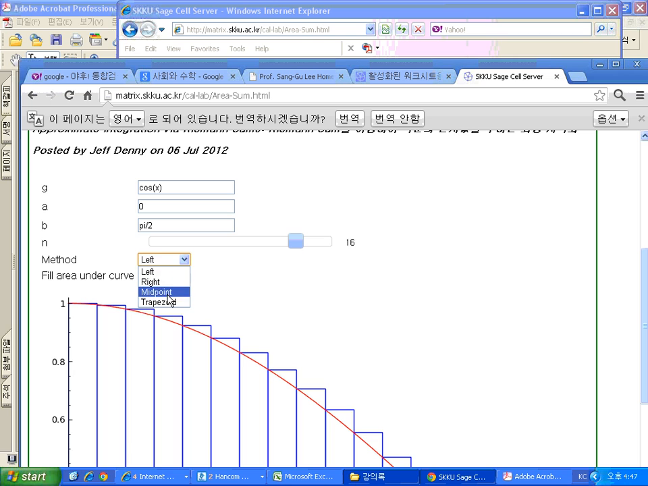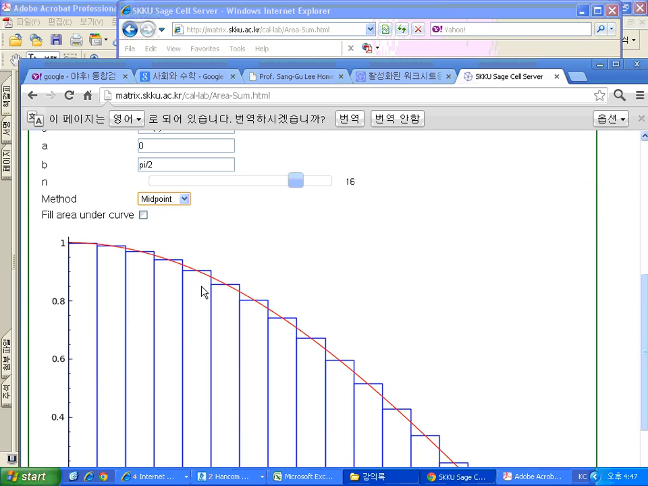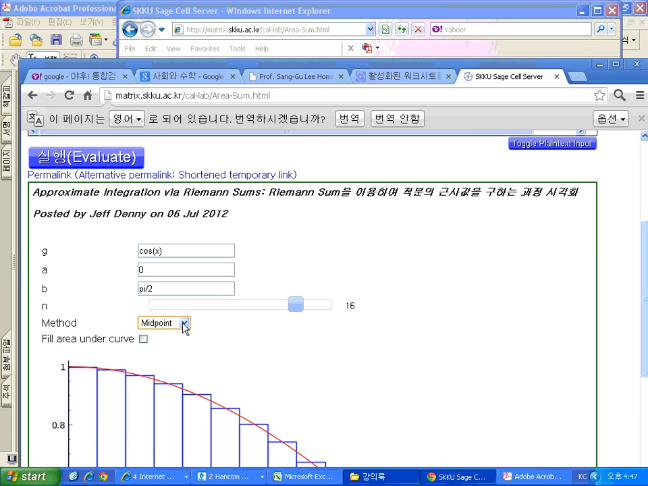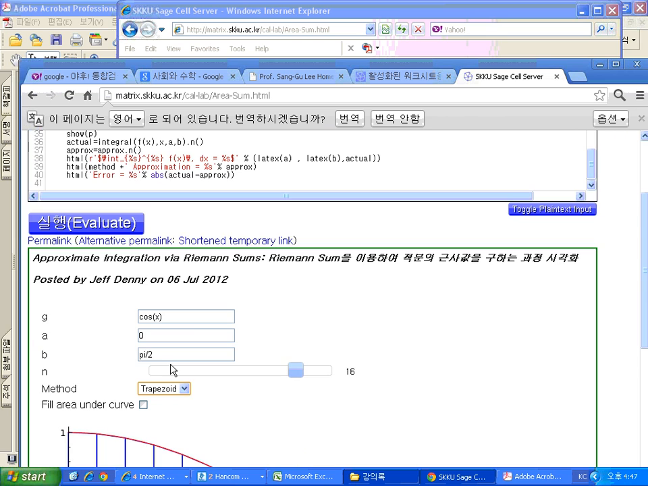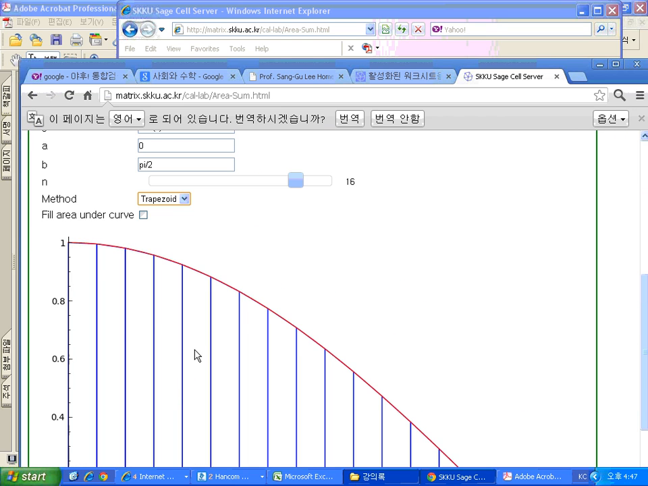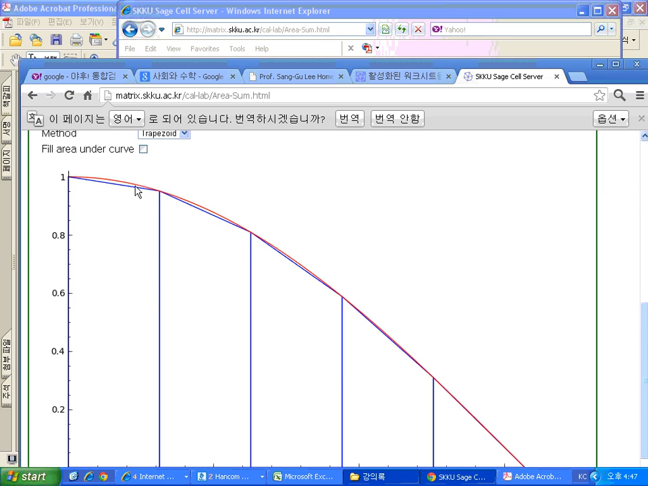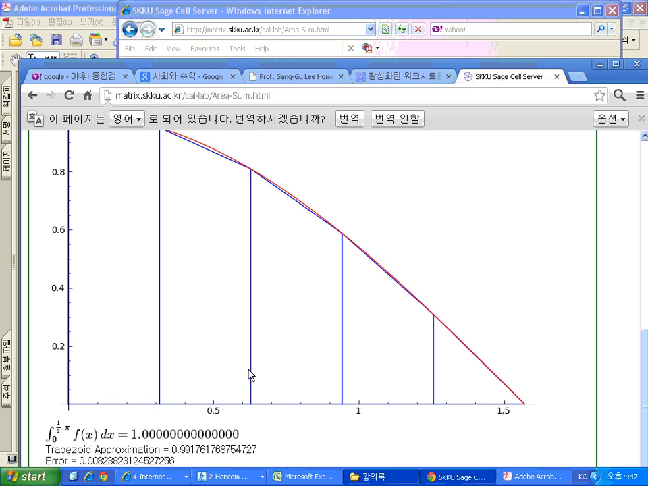Or we can even use a midpoint, and then we have a slightly better approximation. Or we can use the trapezoidal rule, where we use this trapezoid to approximate the areas like this.